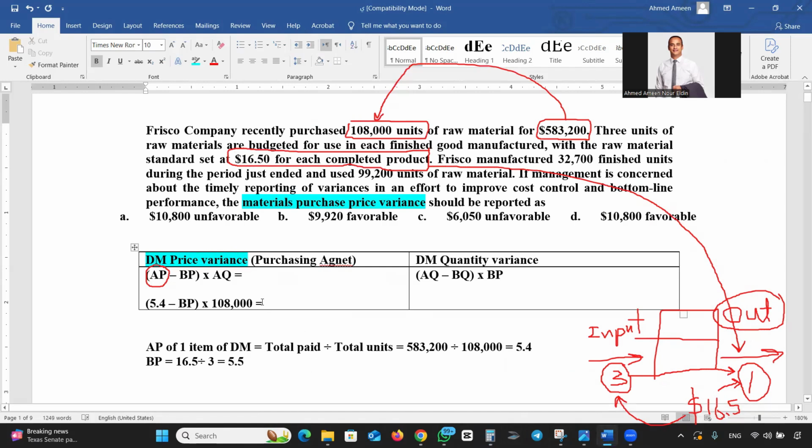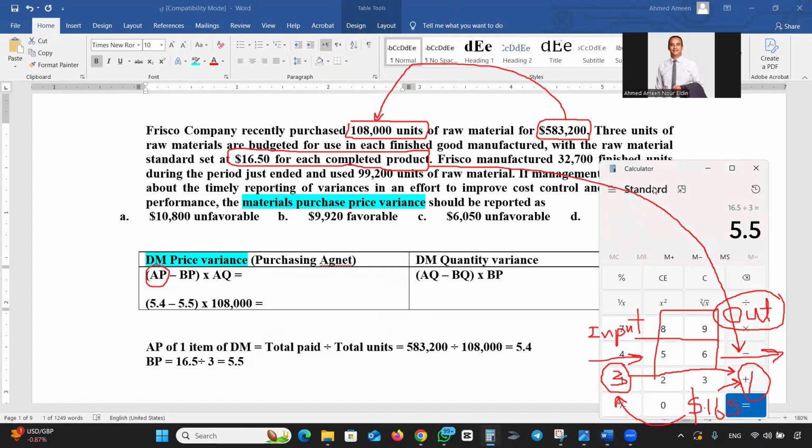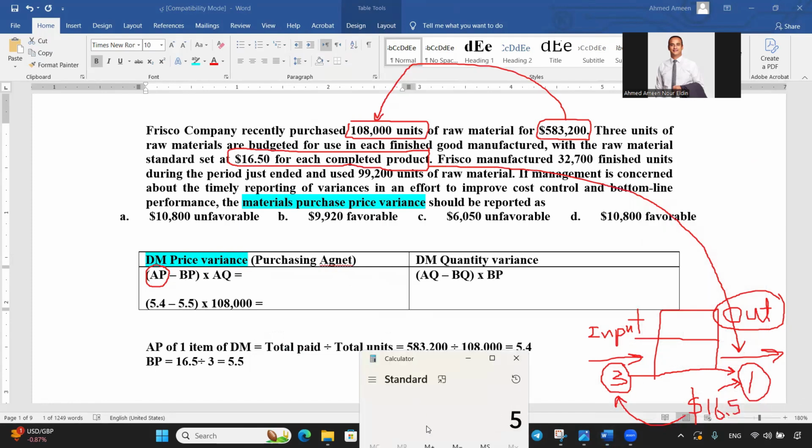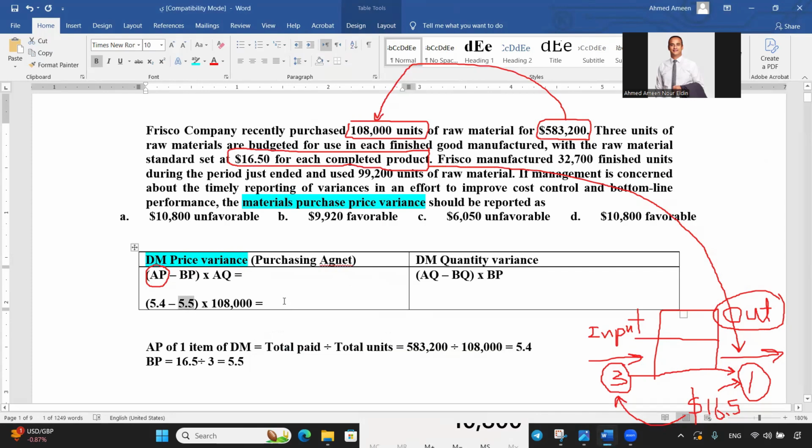We have now solved the question. I'll put 5.5 here. Let's use the calculator again. 5.4 minus 5.5 is equal to negative 0.1, multiplied by 108,000 will be equal to negative 10,800. Negative 10,800. This variance is favorable.